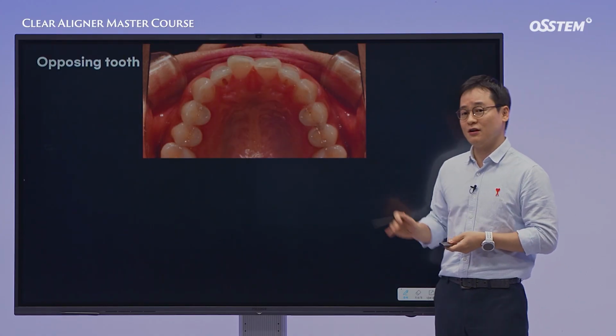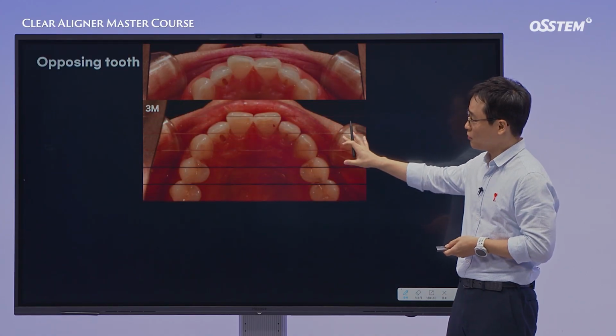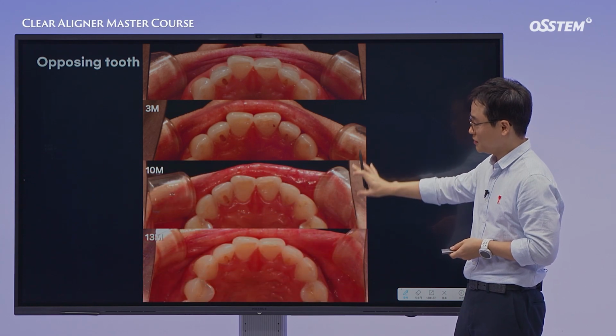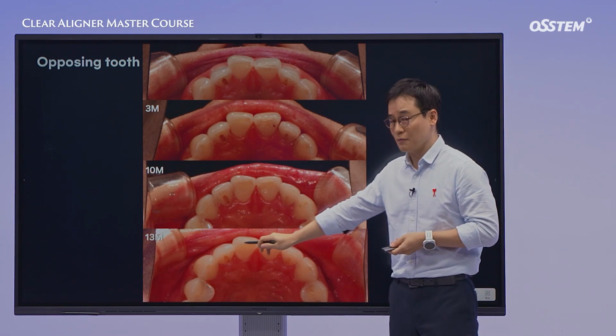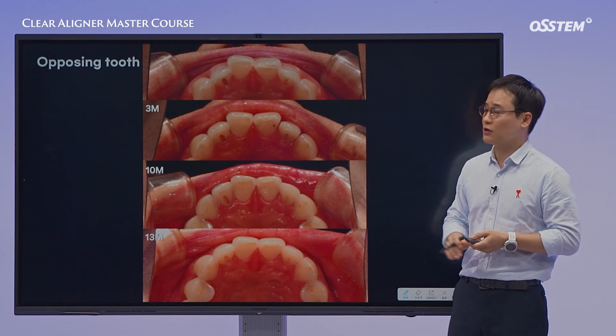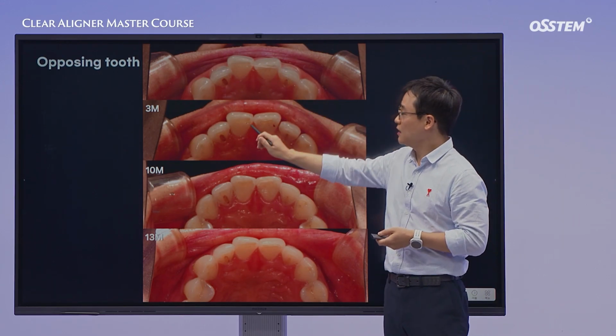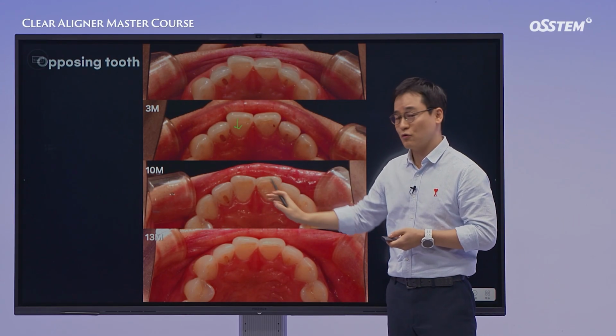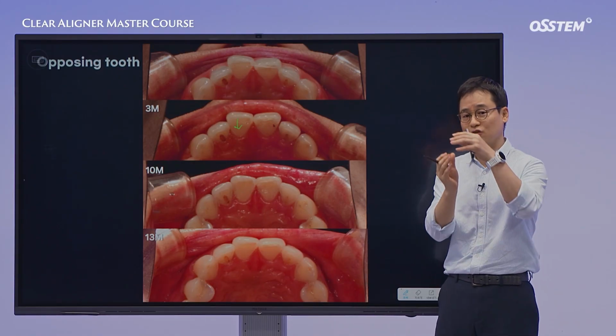The second factor involves the opposing teeth. In this case, the patient had been in treatment for over a year, yet the crowding had barely improved. The issue was that the mandibular incisors were blocking the maxillary incisors from moving inward.